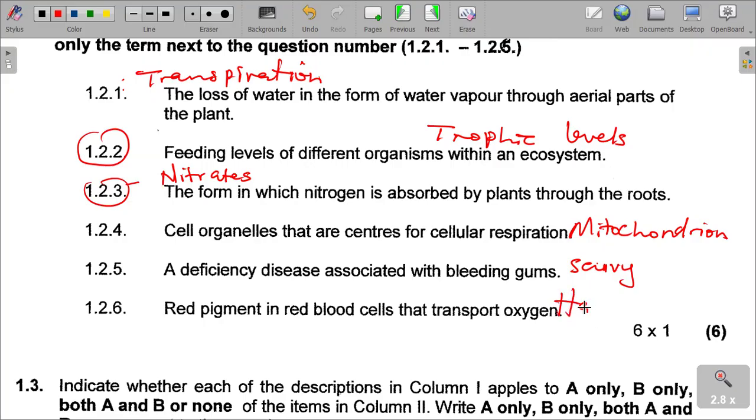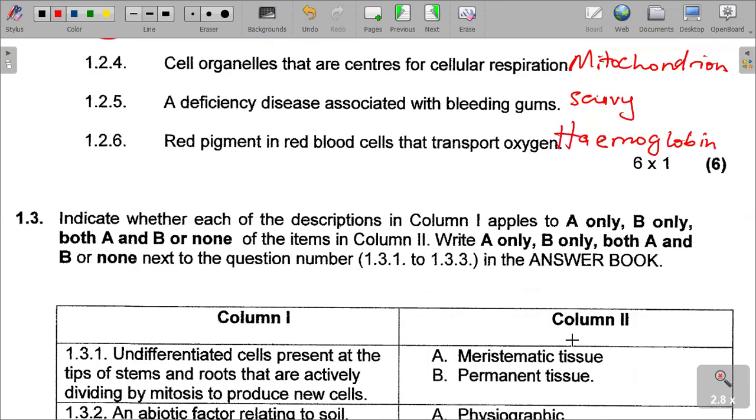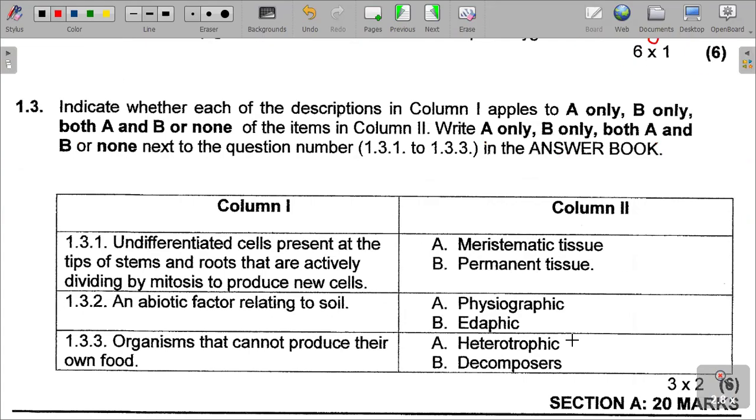It is called hemoglobin. And we go to the next question.